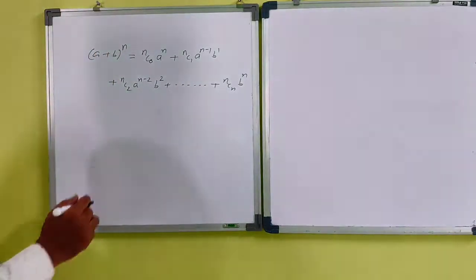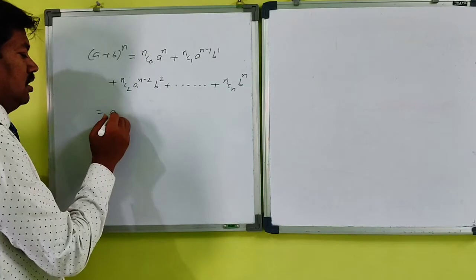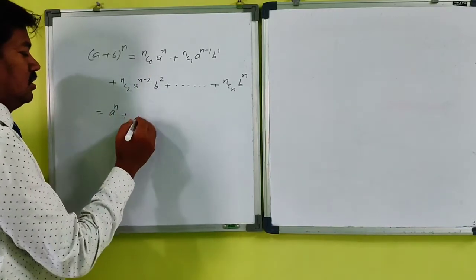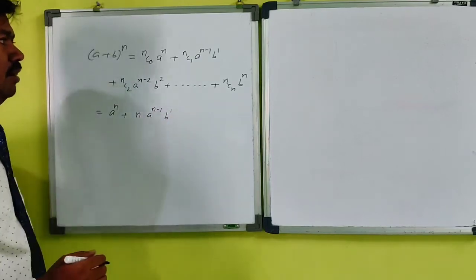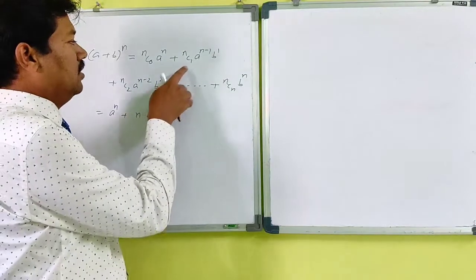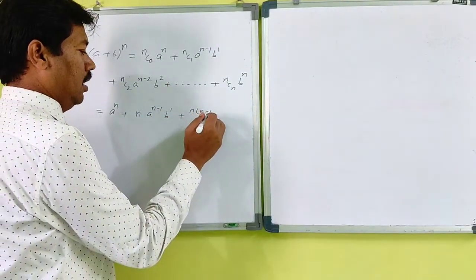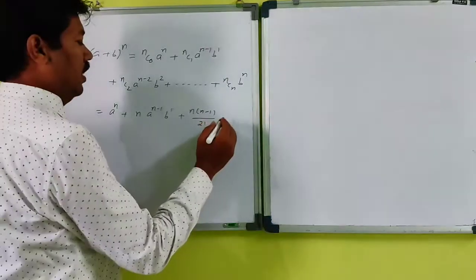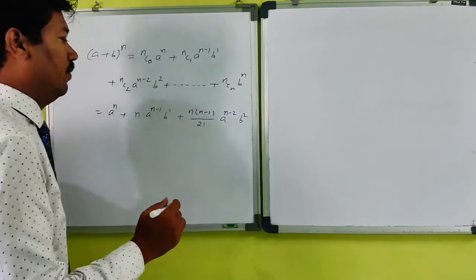This expression is written as: nC0 is 1, so it is a raised to n. Then the next is n a raised to n minus 1 b raised to 1, because this is a way to calculate nC. nC0 value is always 1. nC1 value is what? n. nC2 value is what? n into n minus 1 upon 2 factorial, a raised to n minus 2 b square.